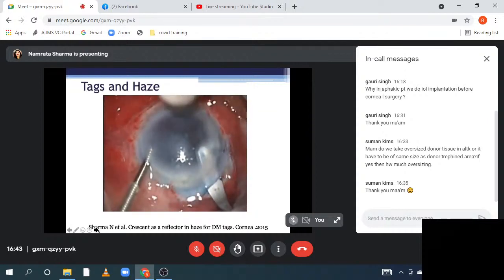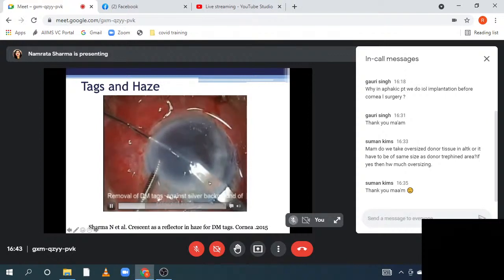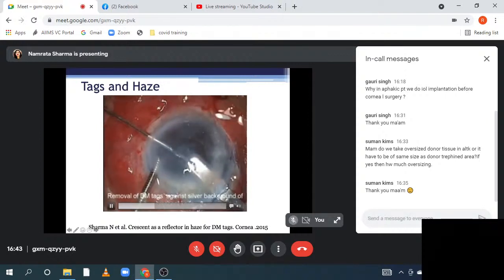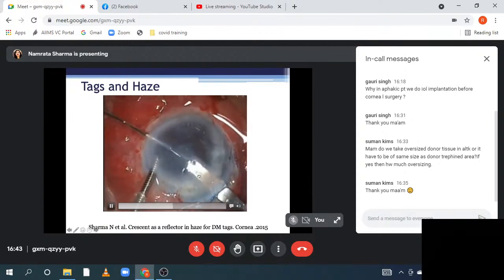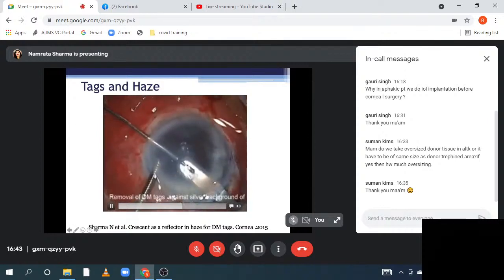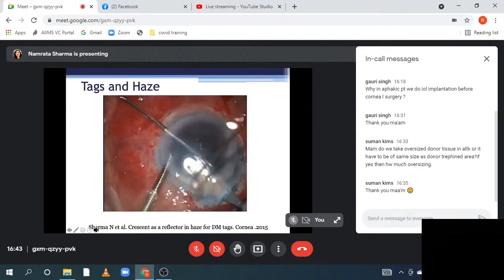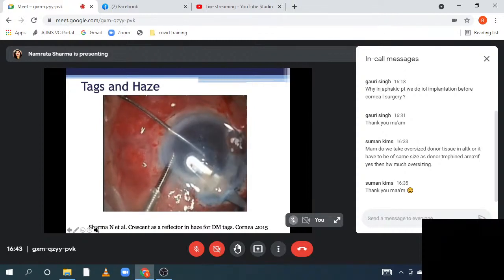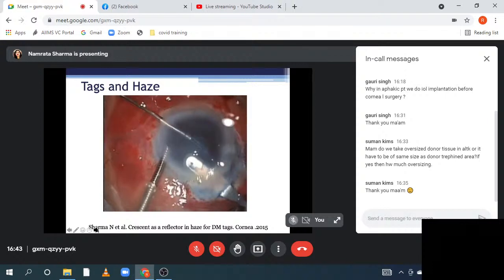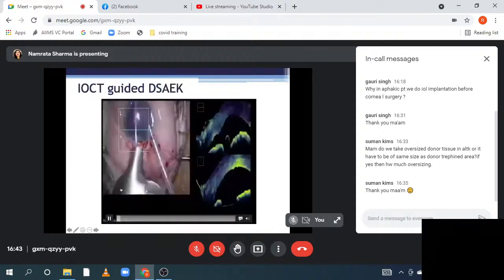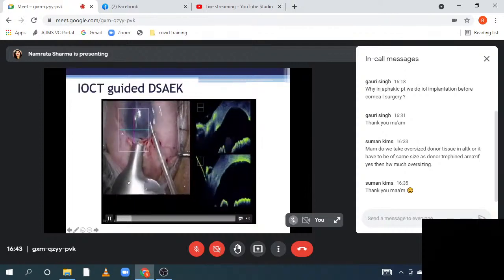Of course, sometimes the Descemet's membrane tags may be there, which need to be seen. When you have hazy corneas like that, it is best to use a crescent blade, over which these bluish tags, which are stained with the trypan blue dye, can be seen. Leave no tags behind, because otherwise they'll interfere with the apposition of the graft. This is something that we published: crescent as a reflector in haze for Descemet's membrane tags. We do have an intraop OCT microscope, not that you require it, but it just helps you to fine-tune your surgery.